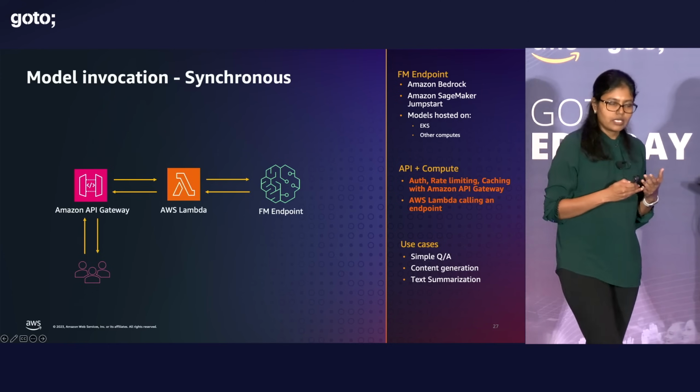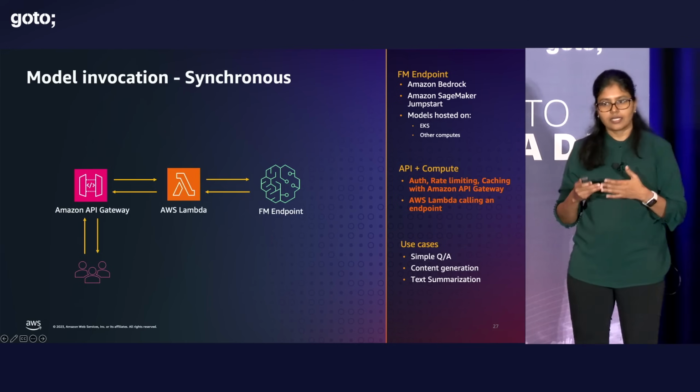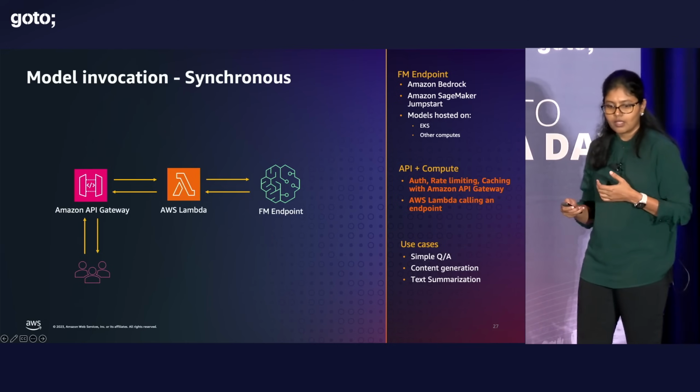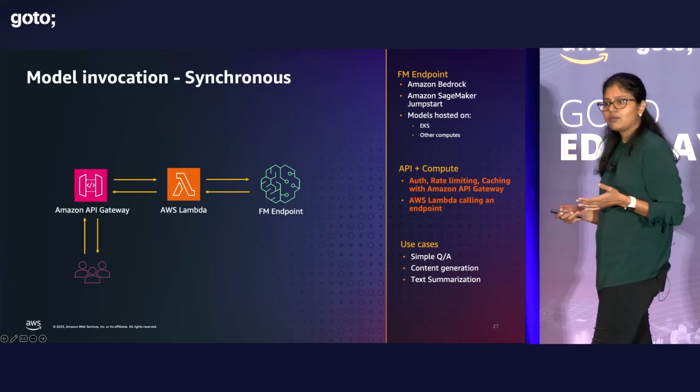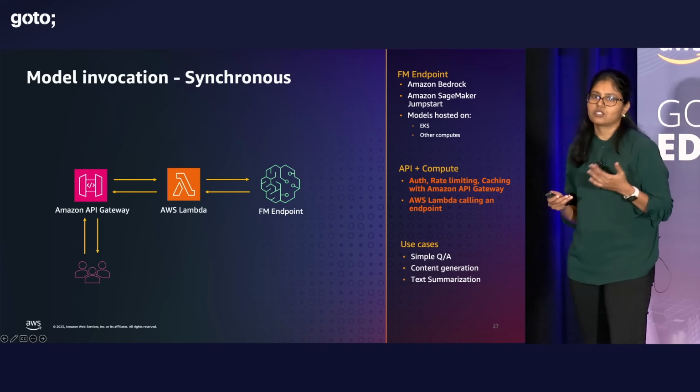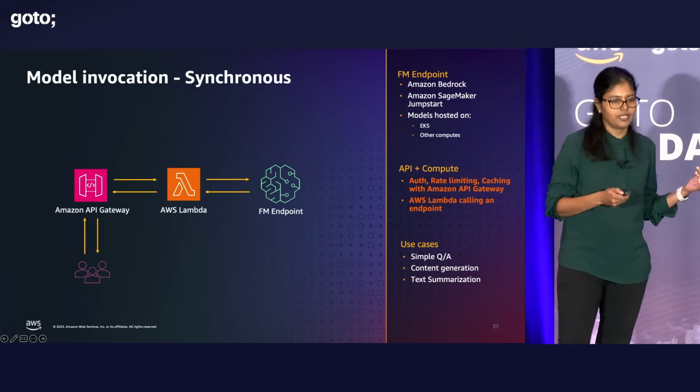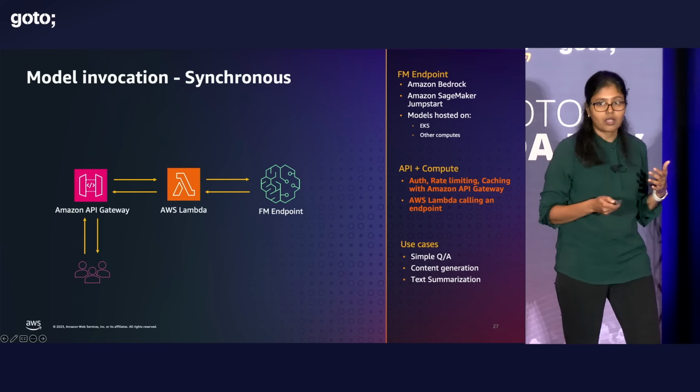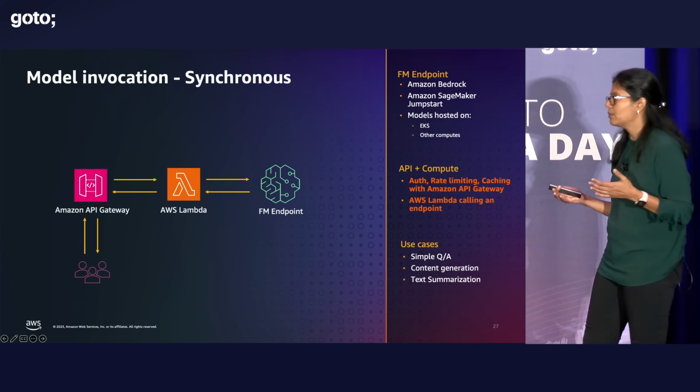With Lambda function, you can make little code change and then swap that model out. Any user interface requires a sophisticated authentication and authorization. That's why we chose API Gateway. And API Gateway also offers several other capabilities.